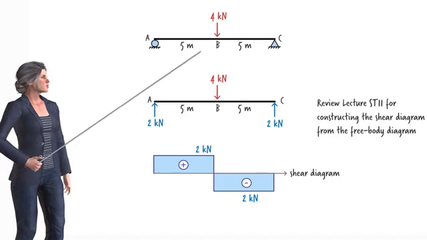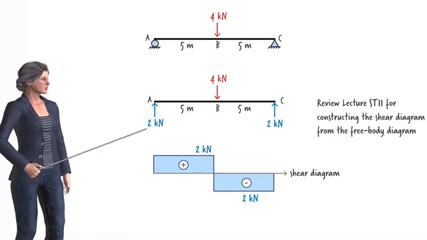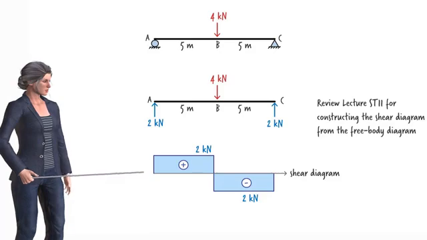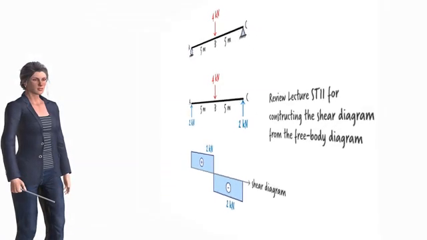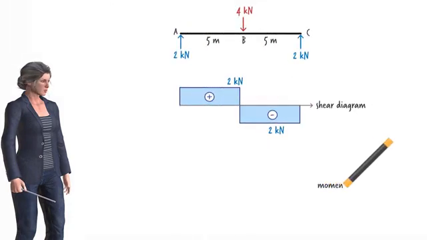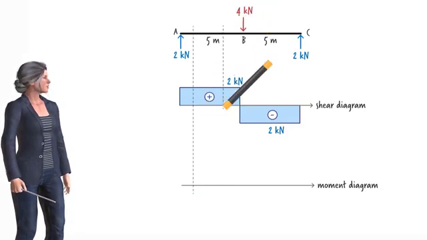Consider the simply supported beam shown here. The beam can be easily analyzed, and its shear diagram can be drawn using the procedure explained in Lecture ST11. Now, we wish to use the shear diagram to draw the moment diagram for the beam. The basic technique that we are going to use is simple. Pick any 2 points on the beam. I am going to label the points I and J.